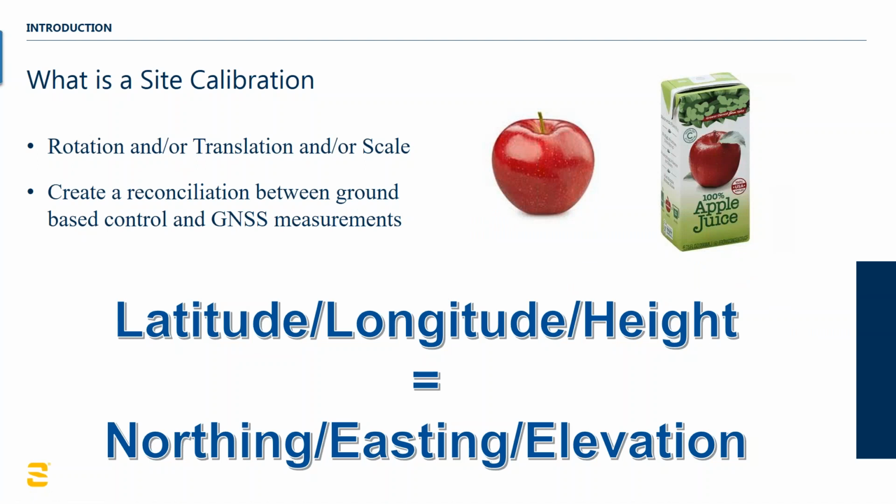What is a site calibration? Basically, in terms mostly of GNSS we're talking about today, we're trying to take these signals from space and manipulate them into something that we can use. I use the example of an apple in its native format, and we have to do some manipulations to get it to apple juice so we can drink it. That's really kind of the same effect that we need to do when we're taking latitudes and longitudes from space and trying to convert them to northings and eastings on the ground.